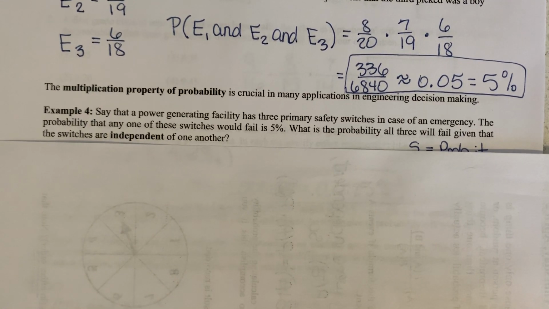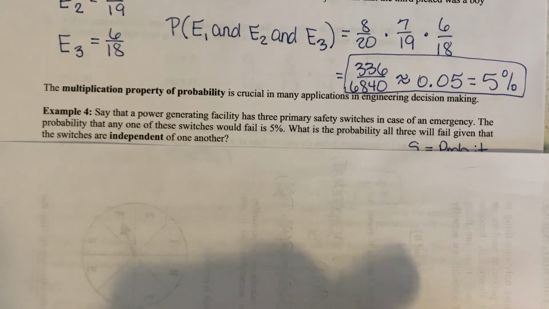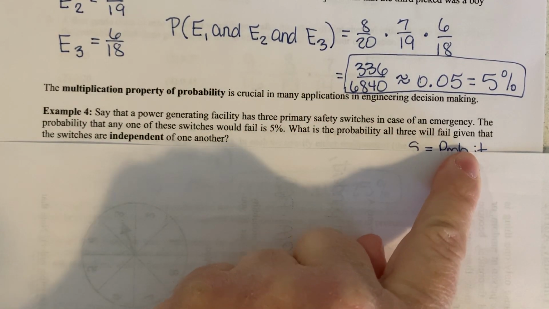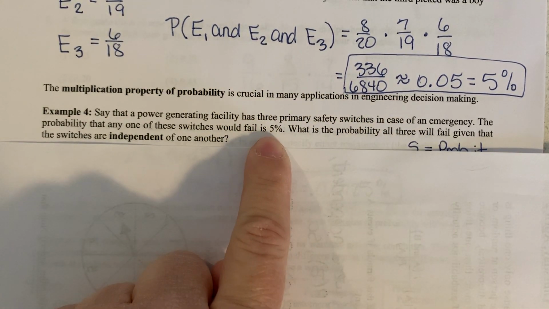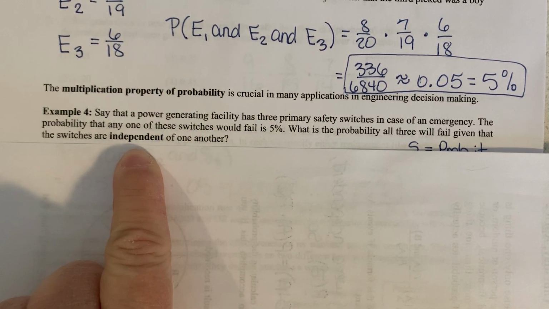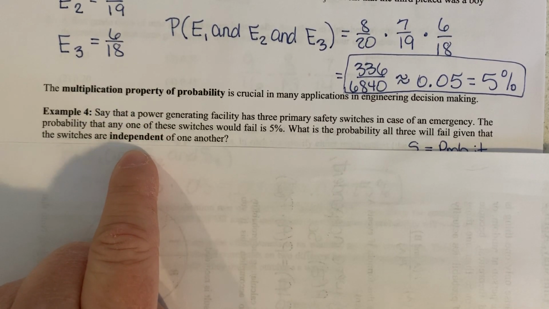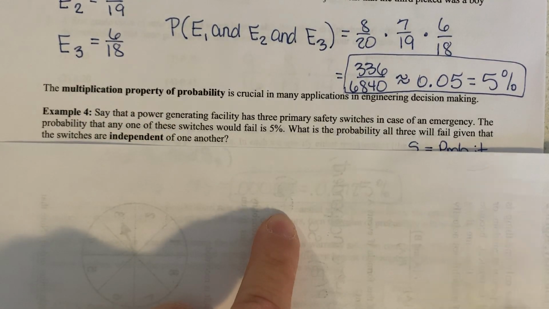That would be horrible. So in case of an emergency, what is the probability? We have 3 switches put in place. What's the probability that all 3 are going to fail if each one has a probability of 5%? They are independent of one another. So one doesn't have anything to do with the other. If one fails, it would be completely random if the other one would fail.